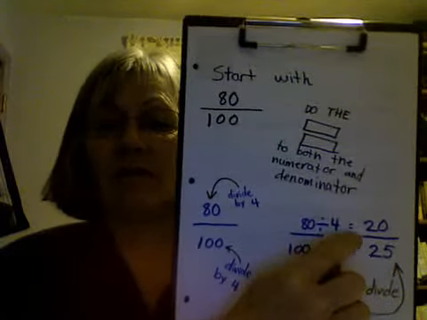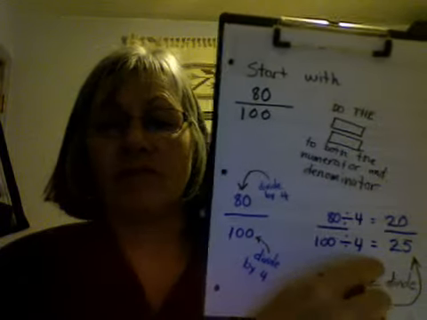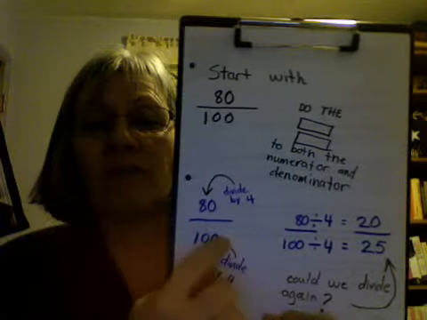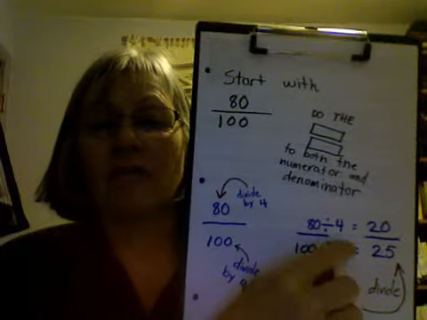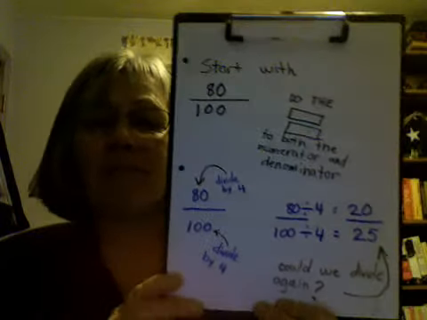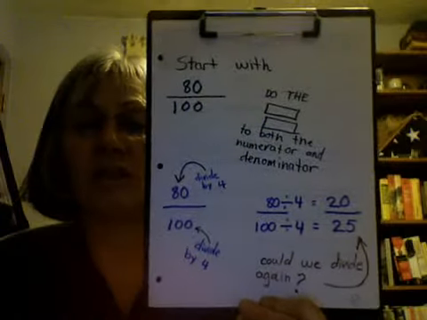80 divided by 4 is 20. 100 divided by 4 leaves 25. So a simpler form of the fraction 80/100 is 20/25. It's referring to exactly the same amount of something, or the same fraction or part.